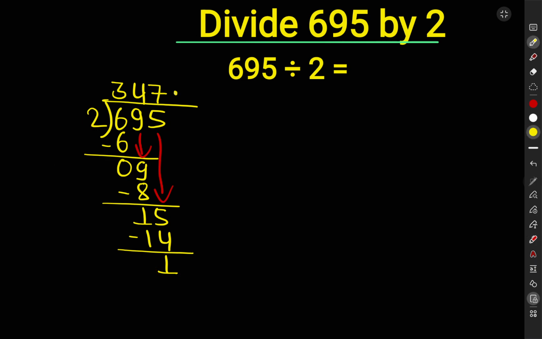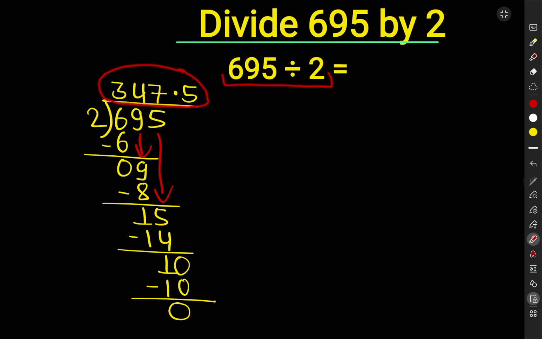So we take here decimal so that we put 0. So it is 10 and 2 times 5 is 10. On subtracting it is 0. So 695 divided by 2 is 347.5.